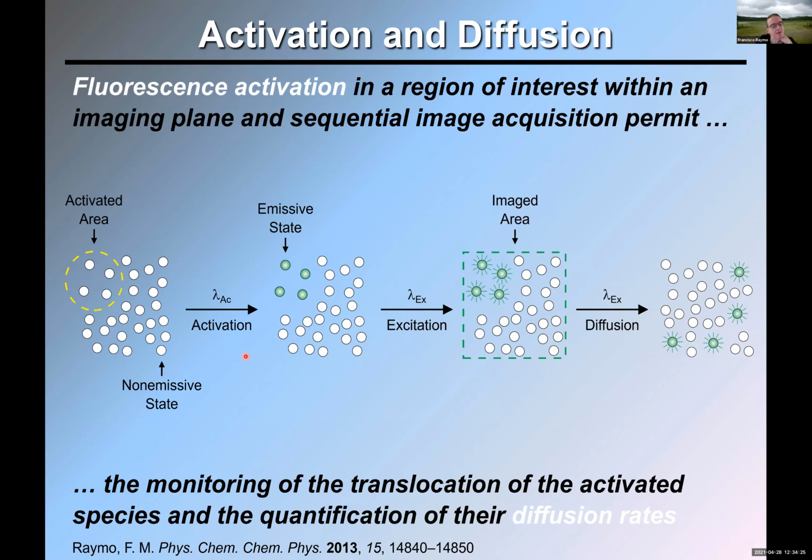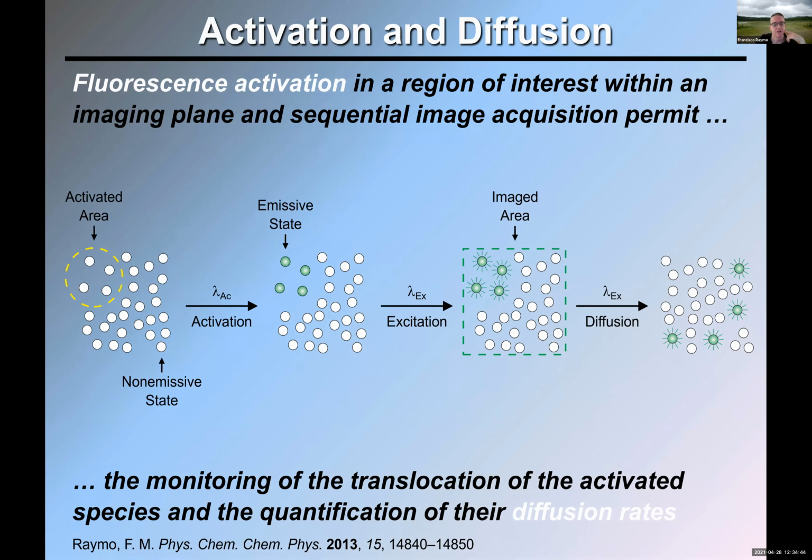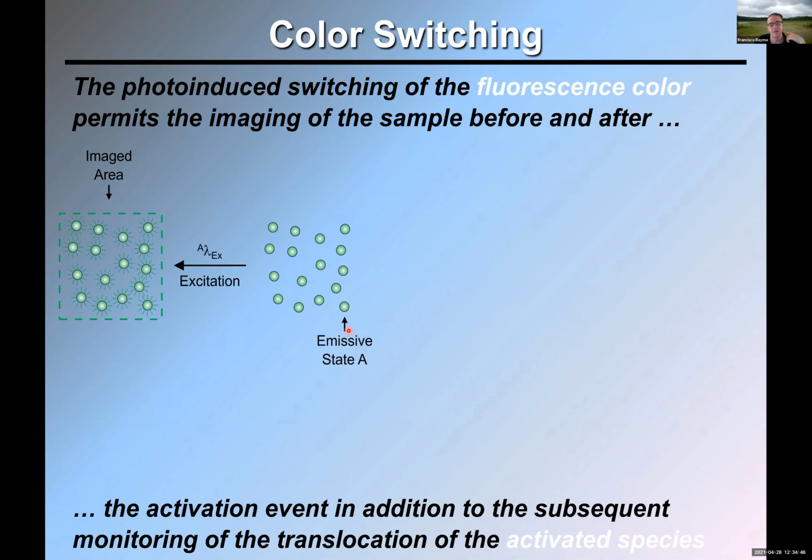But the problem is that at the beginning, there is no fluorescence. So it's difficult to decide where to do the activation because you cannot actually see what the sample looks like. So another approach, which is what we are doing, is to use molecules that are fluorescent from the beginning, but then they change the color of their fluorescence. So let's say that you have a molecule that is in an initial emissive state, which I'm calling state A. So you can acquire a conventional image and see how the sample looks like.